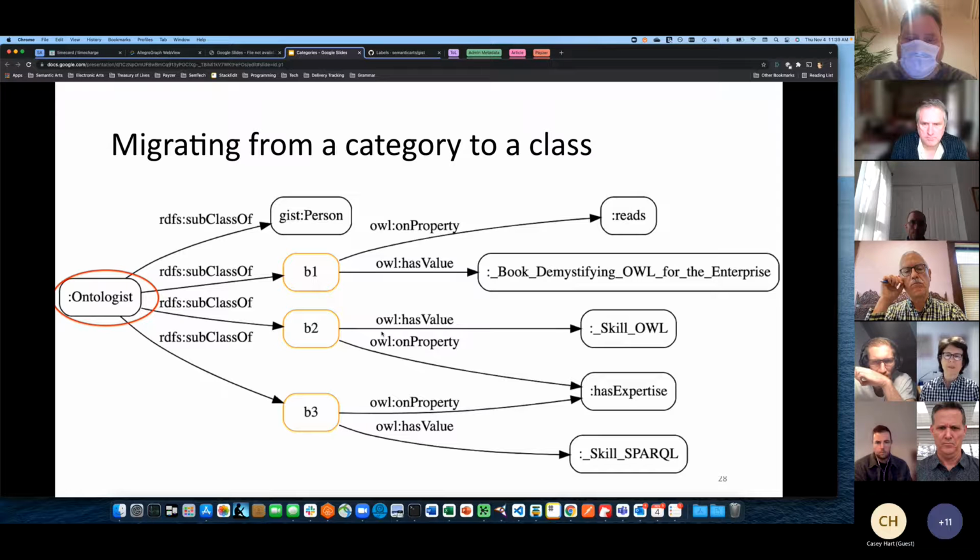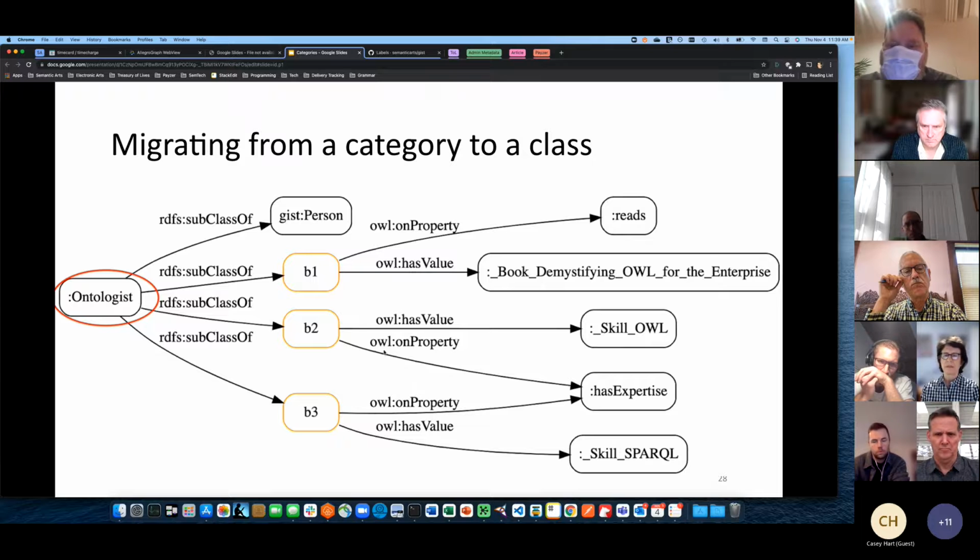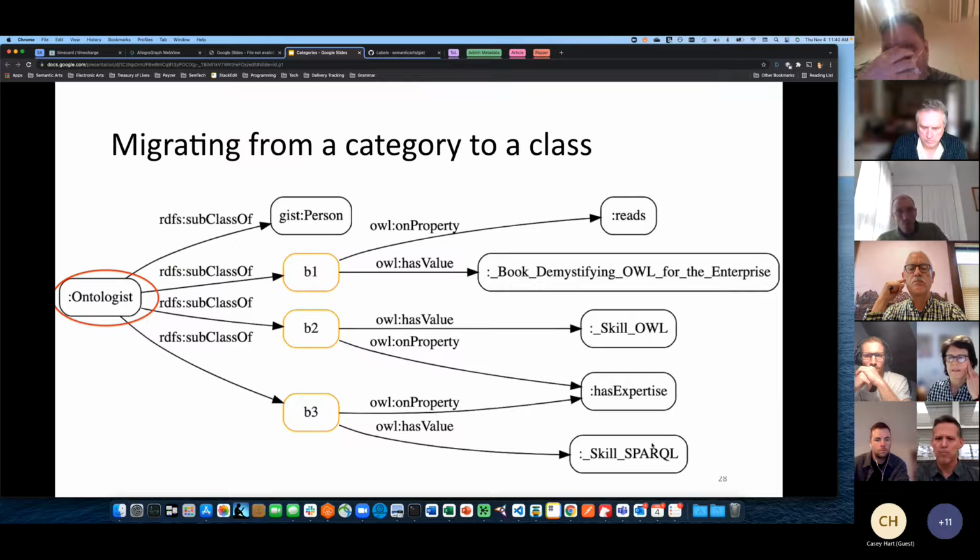So what this is saying is that it's a subclass of things that have the value, things that are categorized with the value skill OWL. And I'm also looking for expertise in SPARQL. Sorry, this is a generated diagram. So what I'm saying here is an ontologist has expertise in OWL and it has expertise in SPARQL. And an ontologist is also someone who has read Michael's book on demystifying OWL for the enterprise. So that's how I'm defining an ontologist.